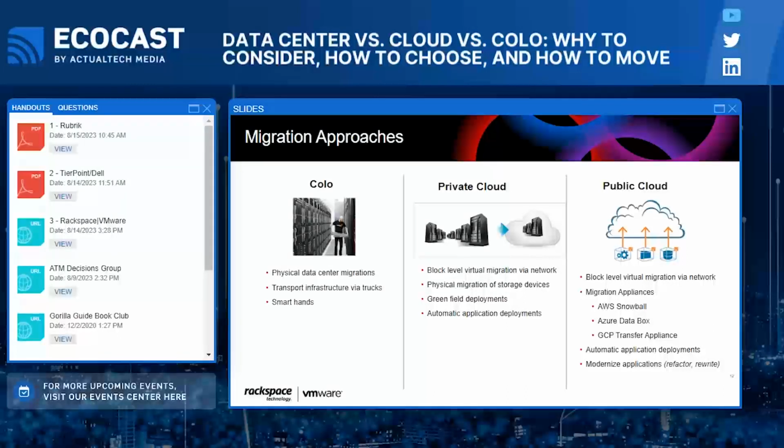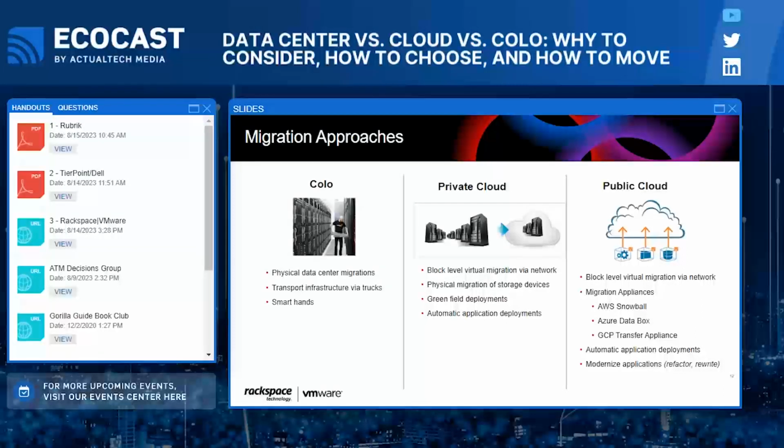We do have smart hands that can do the cable hookup and ensure everything's up and running. And we have a very structured process in terms of how we do that. So that's typically how we do migrations for Colo. For private cloud, basically we can do virtual migrations, lift and shift via block level migration, via dedicated network or VPN, or via public cloud. We can also do a physical migration of storage devices.